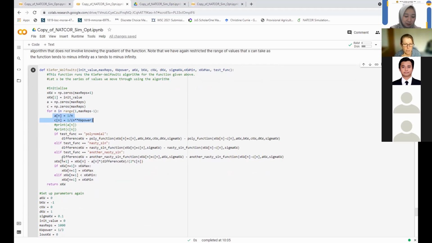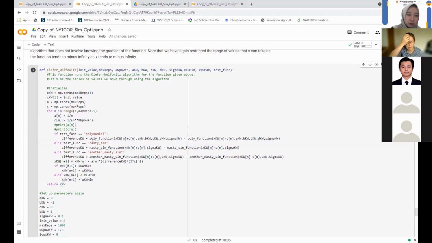So this is dependent on which test function you use; there are 3 test functions it's set up for. If the test function is the polynomial one, that's the one we've introduced before. Then when you're calculating that difference, remember when you're estimating that gradient, you calculate the difference between the high value and the low value. If you're using the polynomial, you will use the poly function, with the x that you're looking at being x plus cn, and in the one you're subtracting, x minus cn. And so you're getting that difference worked out.